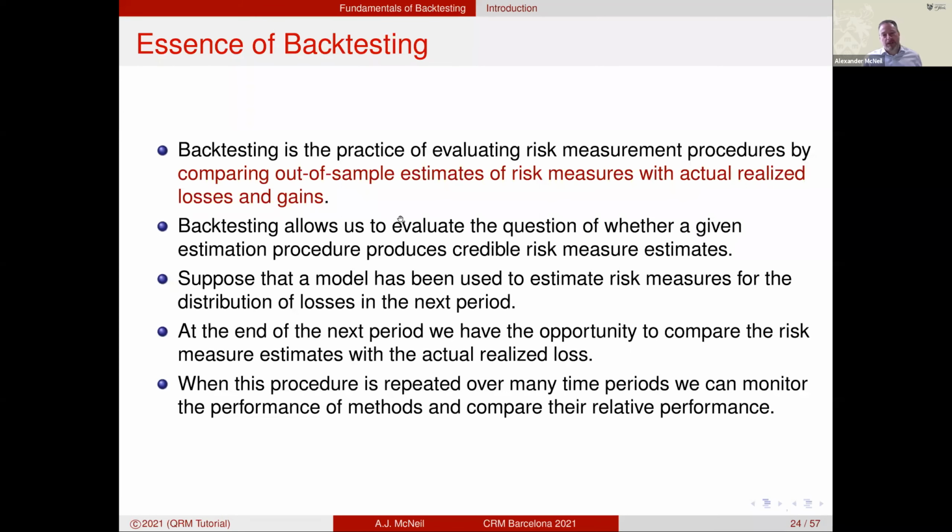And so by doing this over a period of time, we can look at the question of whether a given procedure is producing credible estimates of the risk measures. Does our procedure produce reasonable VaR values or not? Does it produce reasonable expected shortfall values? So I think I've already said this. We make a forecast for the next period. At the end of the next period, we can compare. And this can be repeated over many time periods to monitor the model performance.